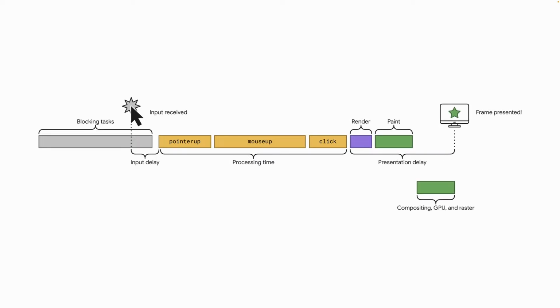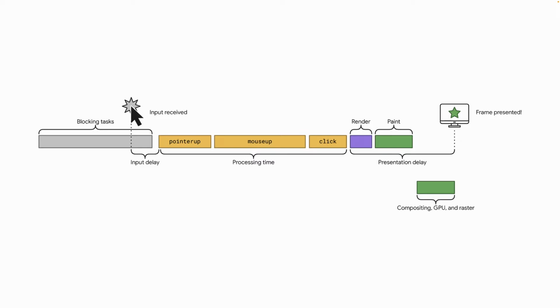You don't want these event handlers to run for too long because the browser has to do work in order to present the visual feedback the user needs in order to see that something has happened as a result of the interaction they just made with the page. Once the event handlers finish running, the browser then needs to do rendering, painting, and compositing work in order to present the next frame. This is called the presentation delay, and all this work to present a new frame to the user needs to occur as quickly as possible as well.